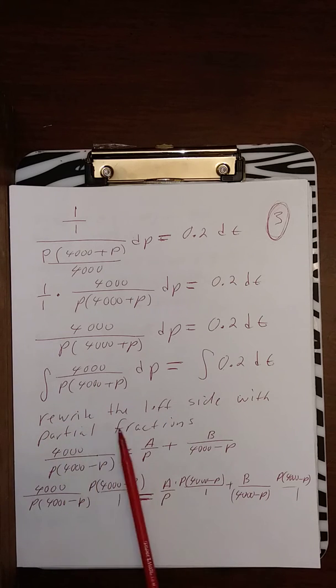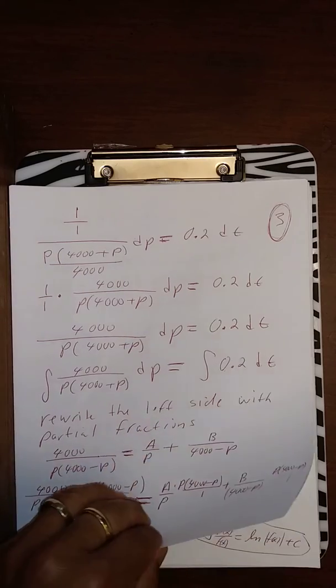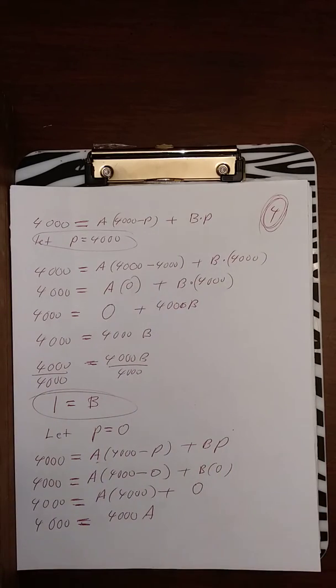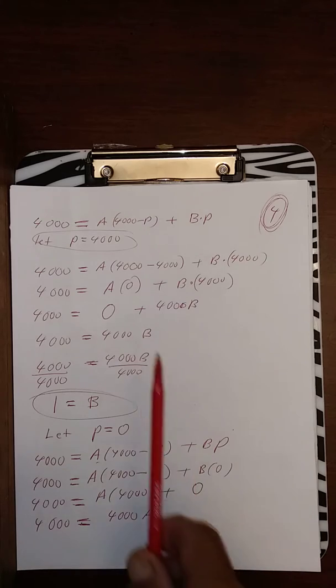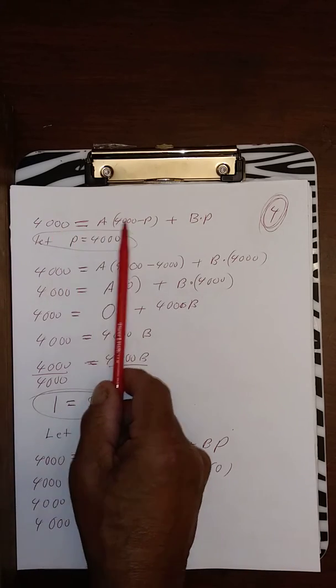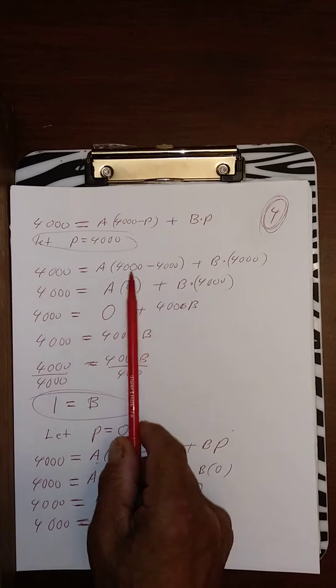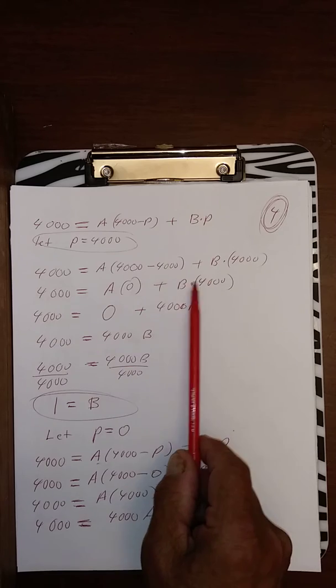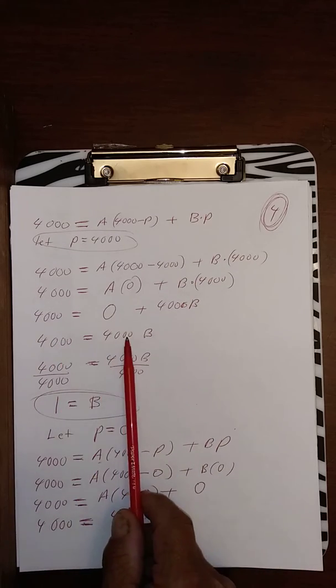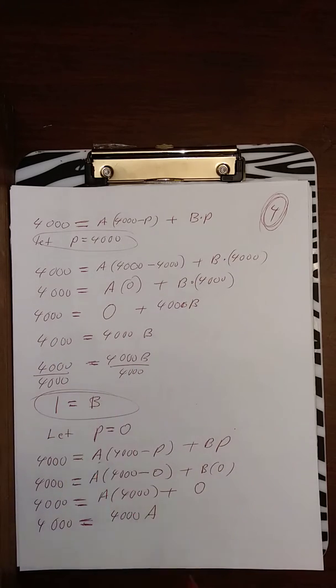Rewrite the left side with partial fractions. So this one over this equals A over this plus B over this. Now multiply by P(4,000 − P) all the way across. What's going to happen now: we have this right here, and P equals 4,000, so put 4,000 there, 4,000 there. That's going to be 0 times that, 0. That's going to be 4,000B. 4,000 equals 4,000B, divide by 4,000, so B must be what?